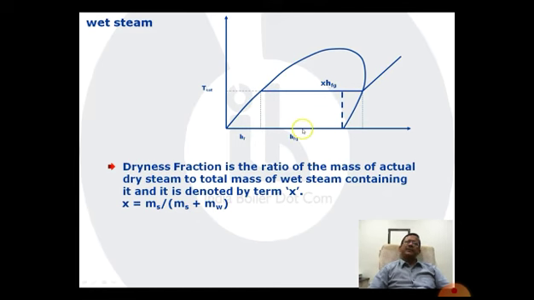Therefore, the wet steam enthalpy, if I want to find out, HF, yes, it has received totally. HFG, no, it has only received partly. So the enthalpy of wet steam will be HF plus X HFG. That is how you are going to find out the enthalpy of wet steam.